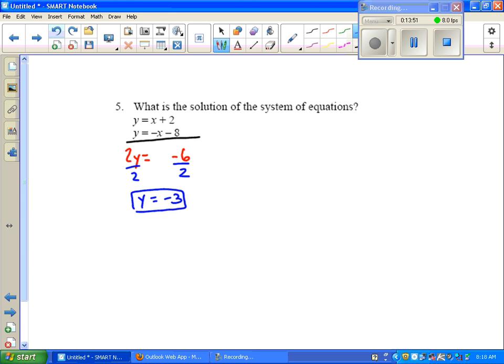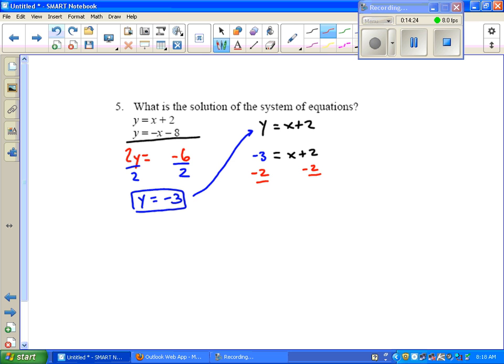Take y equals negative 3 and choose either equation to plug it in. Looks like it'll work a little bit better in the first equation, as most of us are more comfortable with positive numbers instead of negative. So instead of y equals x plus 2, we'll take that value in place of y and plug in negative 3 in place of y. So negative 3 equals x plus 2. Get rid of plus 2 by subtracting it. Do the same on the left.